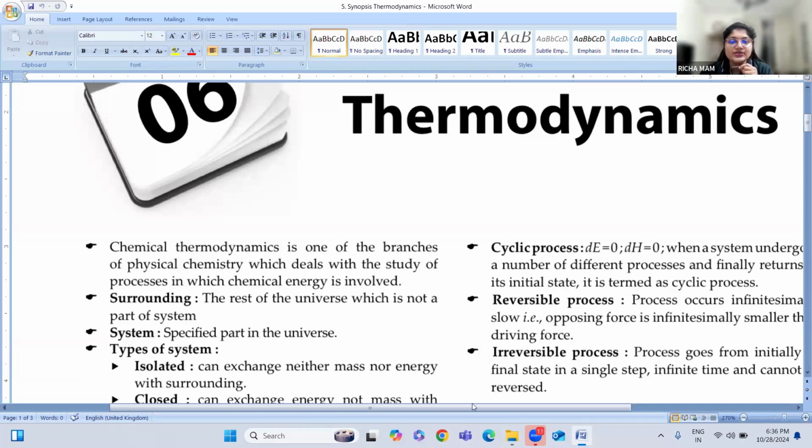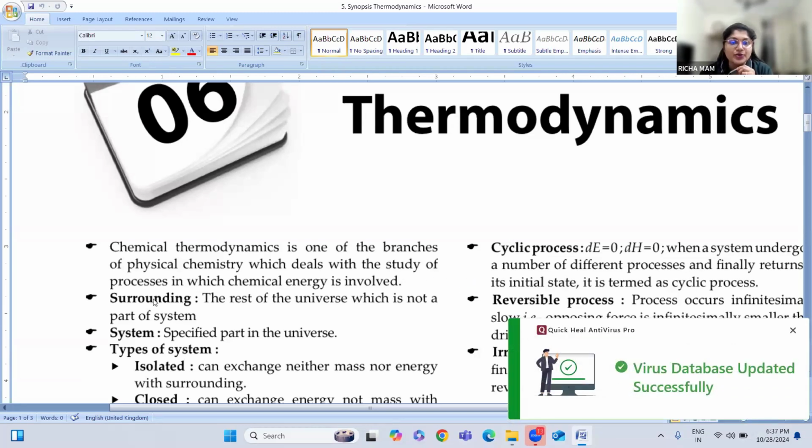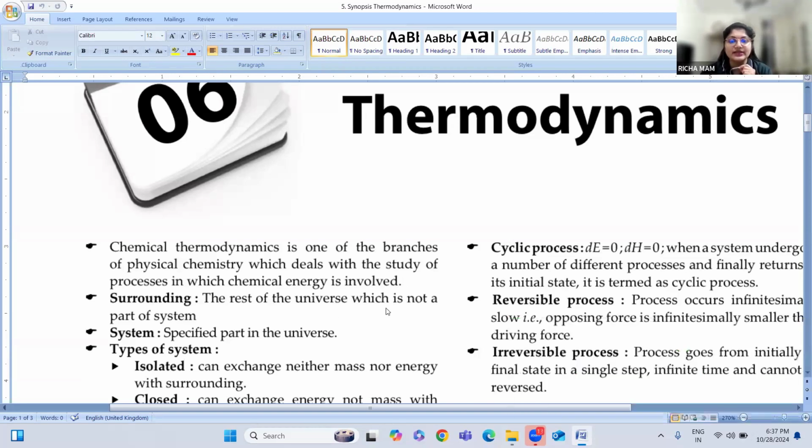It tells you the relation between different forms of energy. It tells you about heat and different types of energies. So that is thermodynamics. It tells you about the study of processes in which chemical energy is evolved.